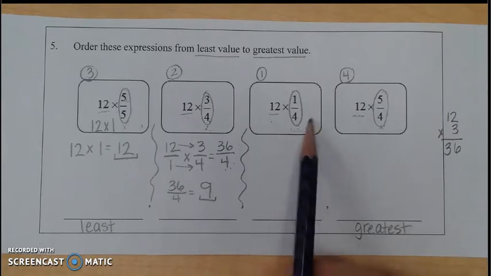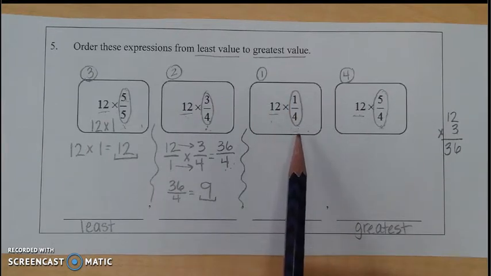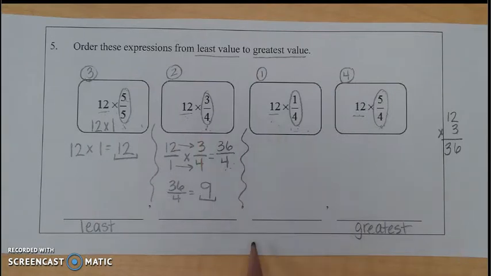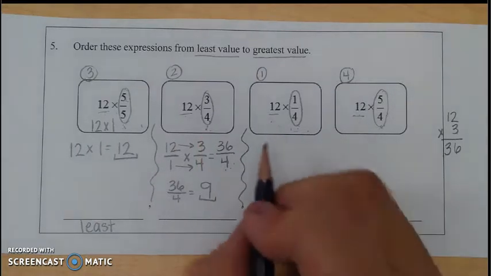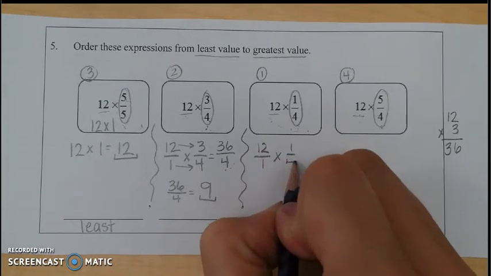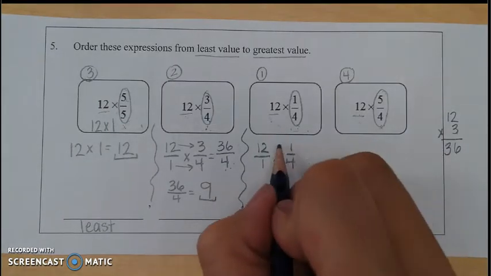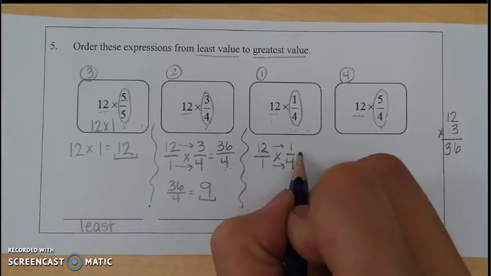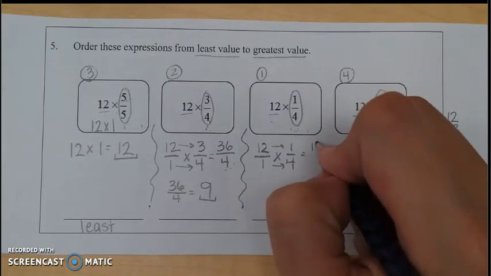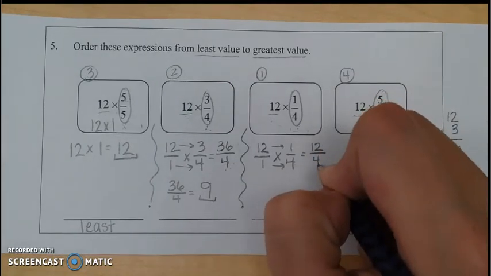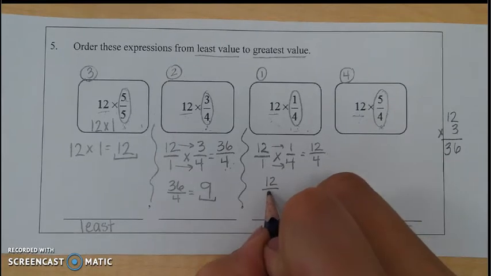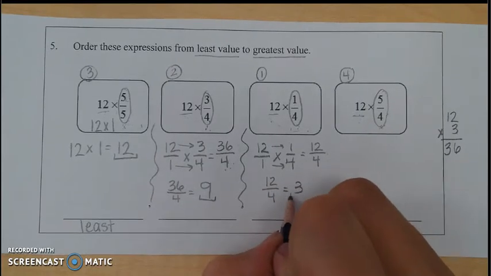I'm going to go ahead and follow the same set of steps I did for 12 times 3/4 to figure out what 12 times 1/4 is. Make the 12 a fraction, multiply it by the 1/4. I'll multiply straight across my numerator and my denominator. 12 times 1 is 12, 1 times 4 is 4, and I can simplify 12/4 to equal 3.